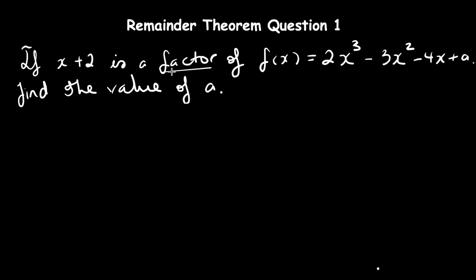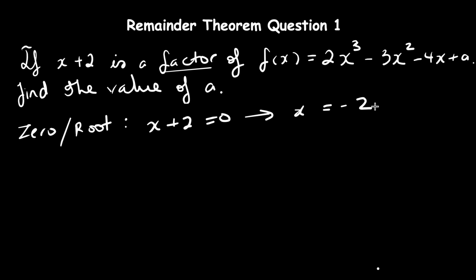Using remainder theorem, we know that whatever value of x makes our divisor 0, when substituted into our polynomial is going to give a remainder. So essentially, what is our 0? Our 0 or root in this instance is going to be x plus 2 is equal to 0, which implies that x is equal to negative 2, and this is the value we're substituting into our polynomial. Because it's a factor, that remainder is going to be 0.